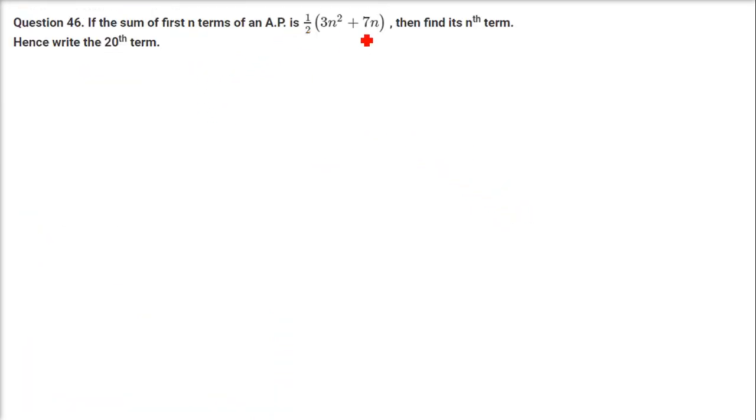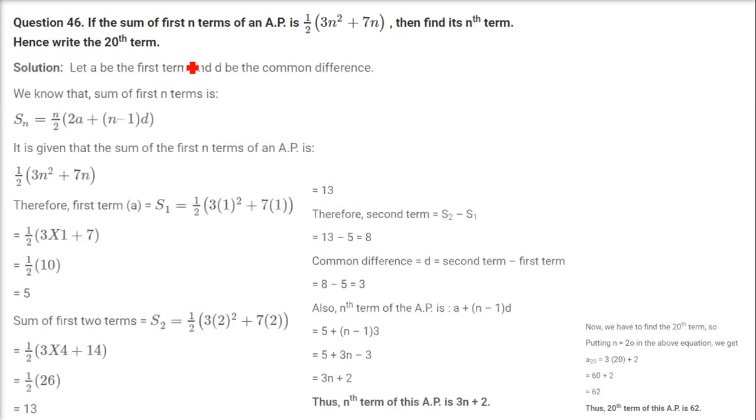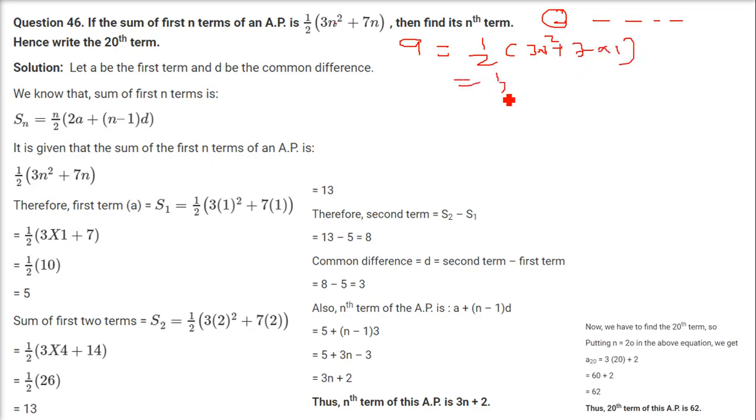If the sum of first n terms of an AP is this one, find its nth term. Hence write the 20th term. Since the sum of first n terms is given, what is the first term? The sum of the first one term will always be the first term. So put n equal to 1: half of 3 into 1 square plus 7 into 1. So you get half of 3 plus 7, that is 10 by 2, that is 5. So the first term is 5.